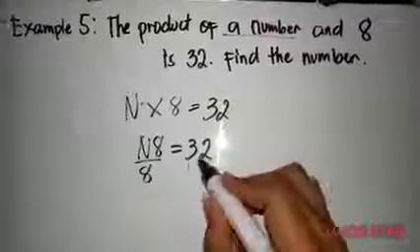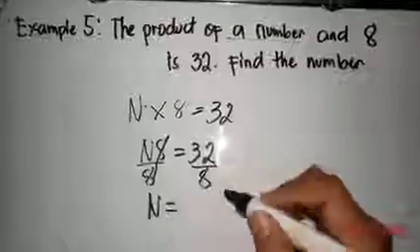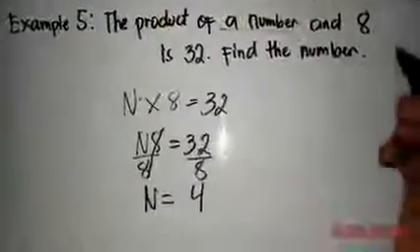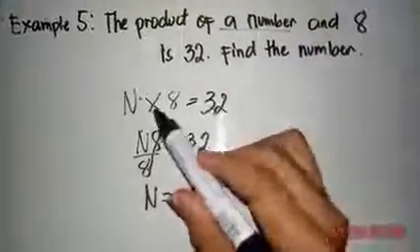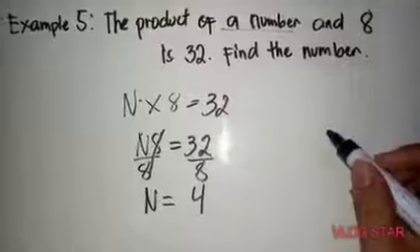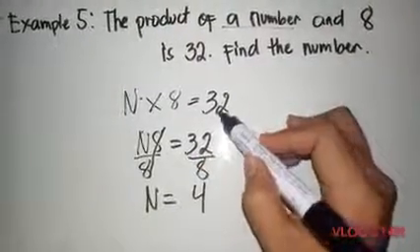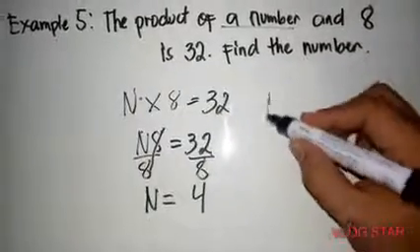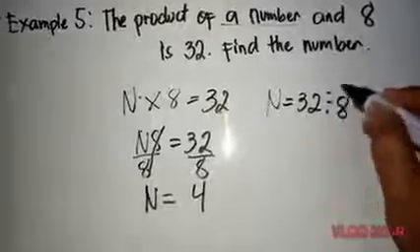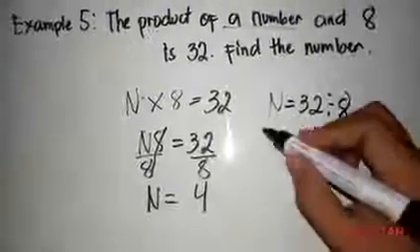Then you may cancel 8. n is equal to 4. Or since multiplication is the inverse of division, just divide 32 by 8. The answer is 4.